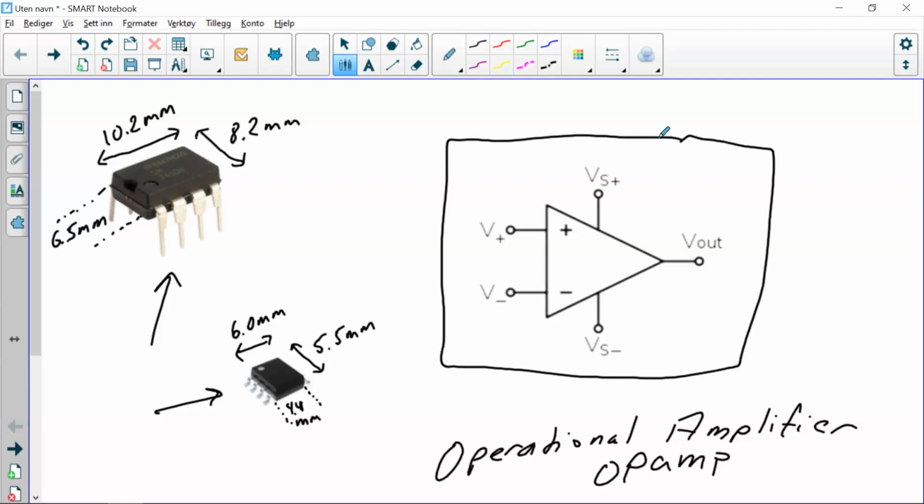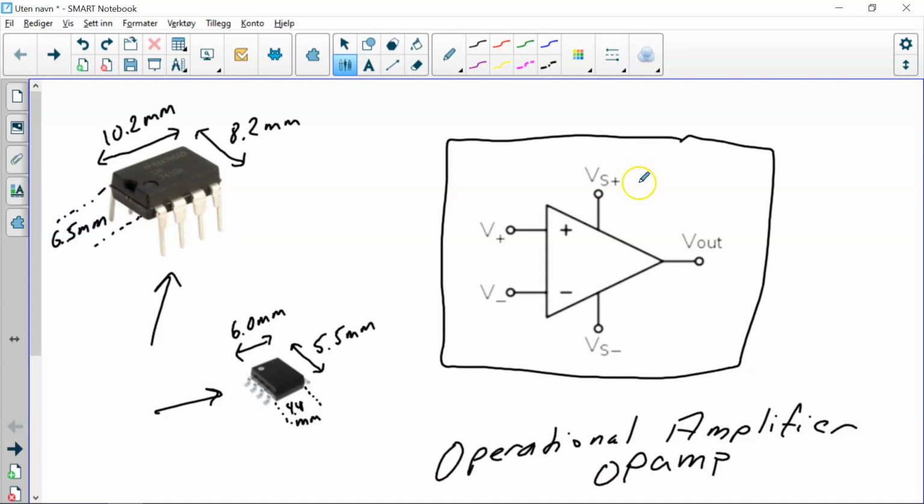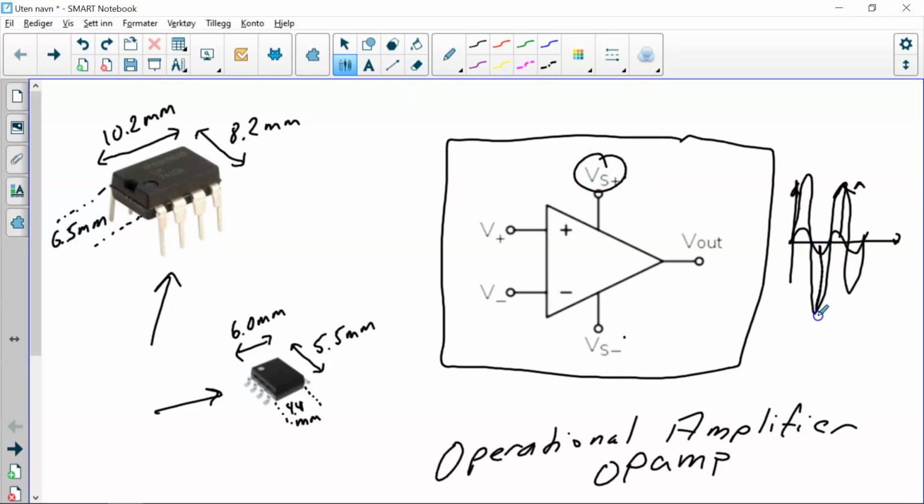You have 5 connectors. You have Vs plus and Vs minus, and that is the power supply. As I mentioned in the slide here, you need power to drive the amplification. So you need a power supply. What you see is a positive and a negative power supply. Well, if you have a sine wave like this, and you want to amplify it, means make it stronger like this. In order to pull the sine wave upwards, like here, you need the positive supply. And in order to pull it down, like here, you need the negative supply. So you need both in order to pull it both upwards and downwards.